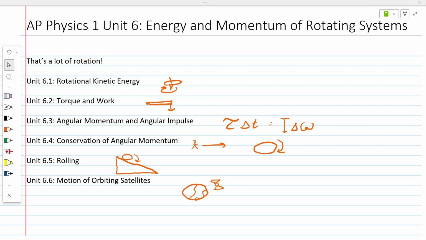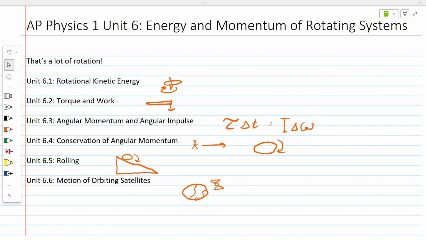Alright, welcome to AP Physics 1, Unit 6, Ultimate Guide. In the last unit we learned about rotational motion, and in this unit we applied it to energy and momentum. As you work through this unit, you will see that a lot of the same ideas from linear motion when we talk about energy and momentum are very similar ideas when we apply it to rotation.